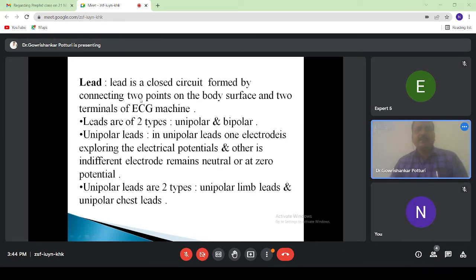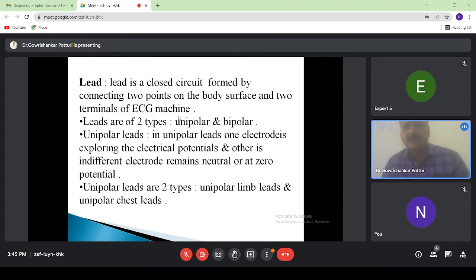Lead. Lead is a closed circuit formed by connecting 2 points on the body surface and 2 terminals on the ECG machine. As we have discussed, we have 4 electrodes. One electrode we already placed for earthing purpose. That means right ankle we never collect. We have 3 electrodes, that is right wrist, left wrist and left ankle. So any 2 points on the body connected to 2 terminals of the ECG machine forms the lead.